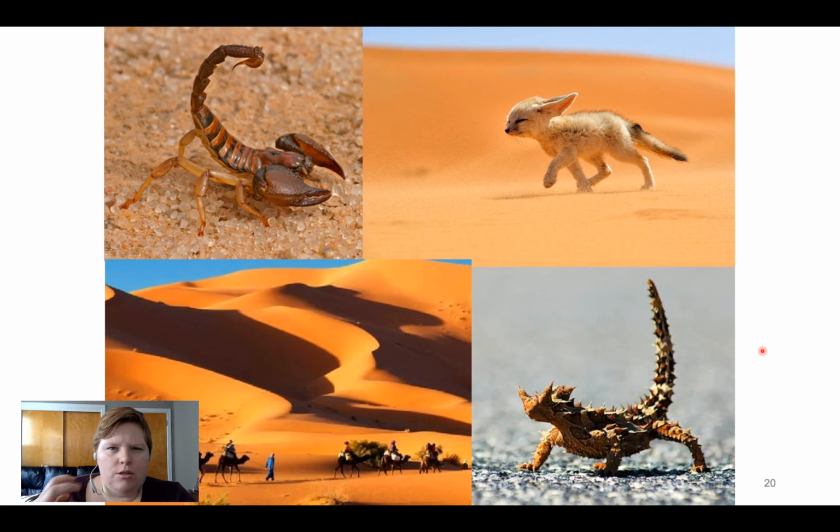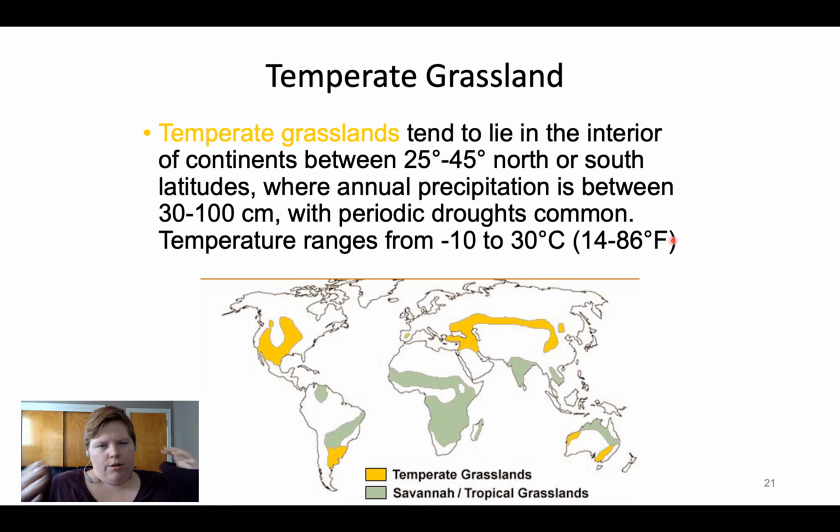Moving away from the extremes, we have a more temperate grassland biome. So as you can guess by the name, grasslands are dominated by grass species. Those are the primary organisms that drive what the habitat looks like. These are going to lie between the 25 and 45 degree latitude lines. So moving a little bit farther north and a little bit farther south. They have a little bit more of a wider temperature range, so they can get pretty cold and they can get pretty warm with a wider range of rainfall as well.